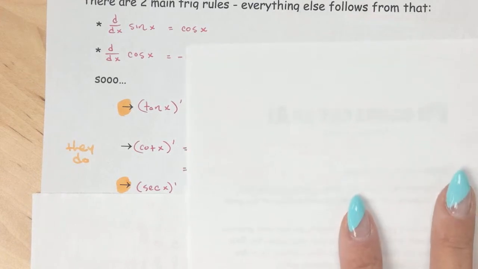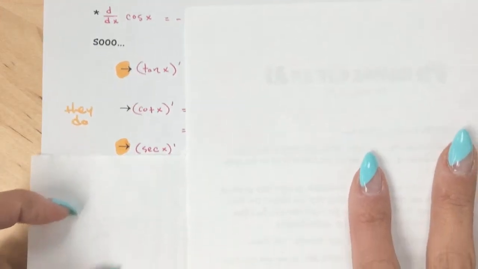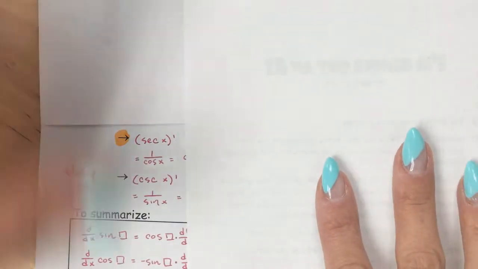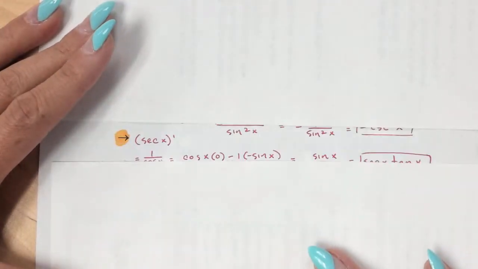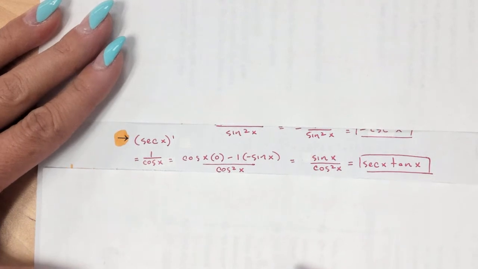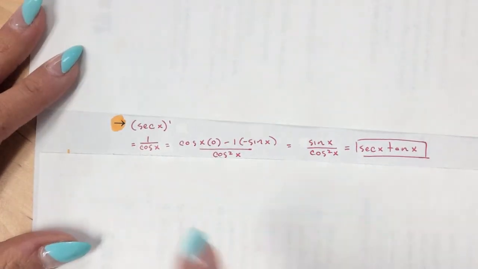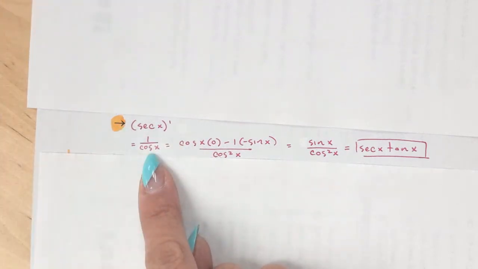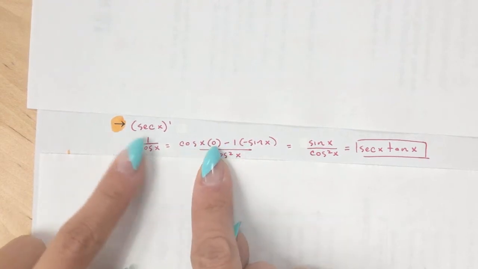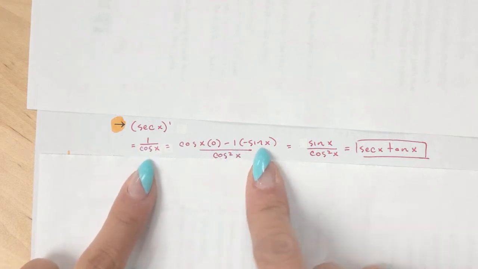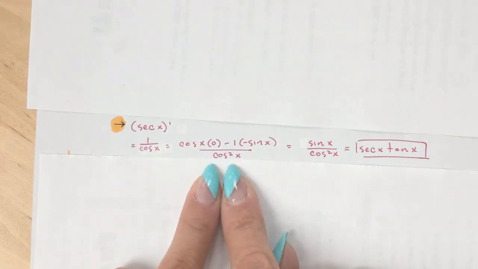The other one I want to show you is secant. How would you get the derivative of secant? Let me move this, and then I'm going to show you the whole thing, and then we'll go over it. The derivative of secant is going to be another 1 over cosine. So 1 over cosine is a quotient. So low d high, the derivative of 1 is 0, less high d low, denominator squared below.